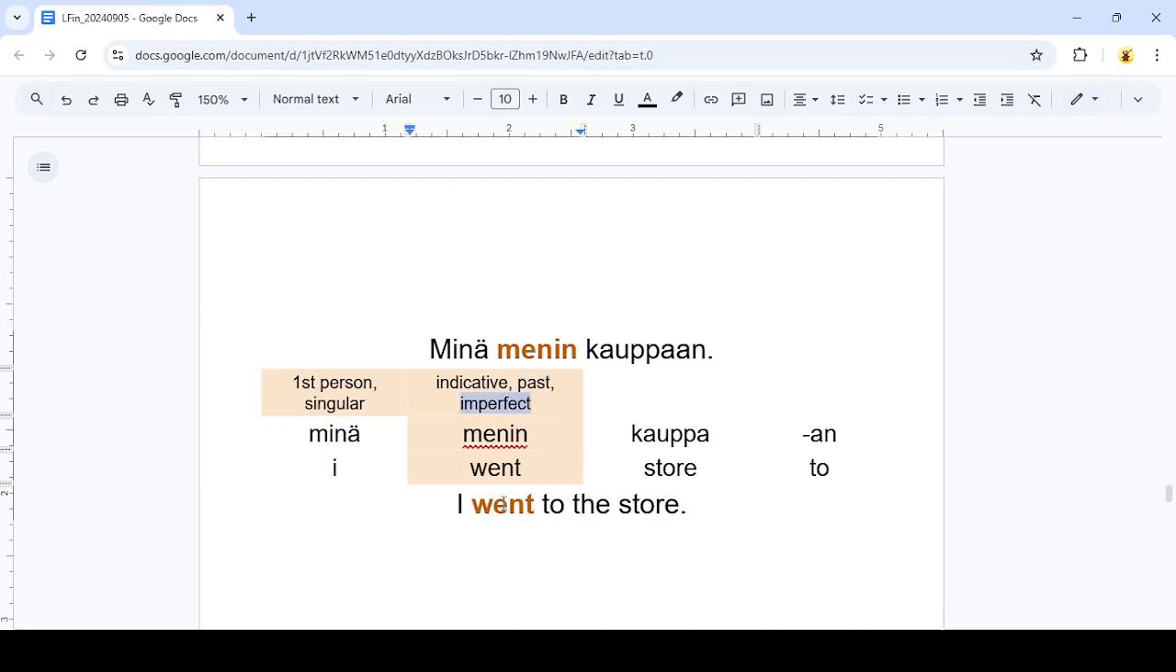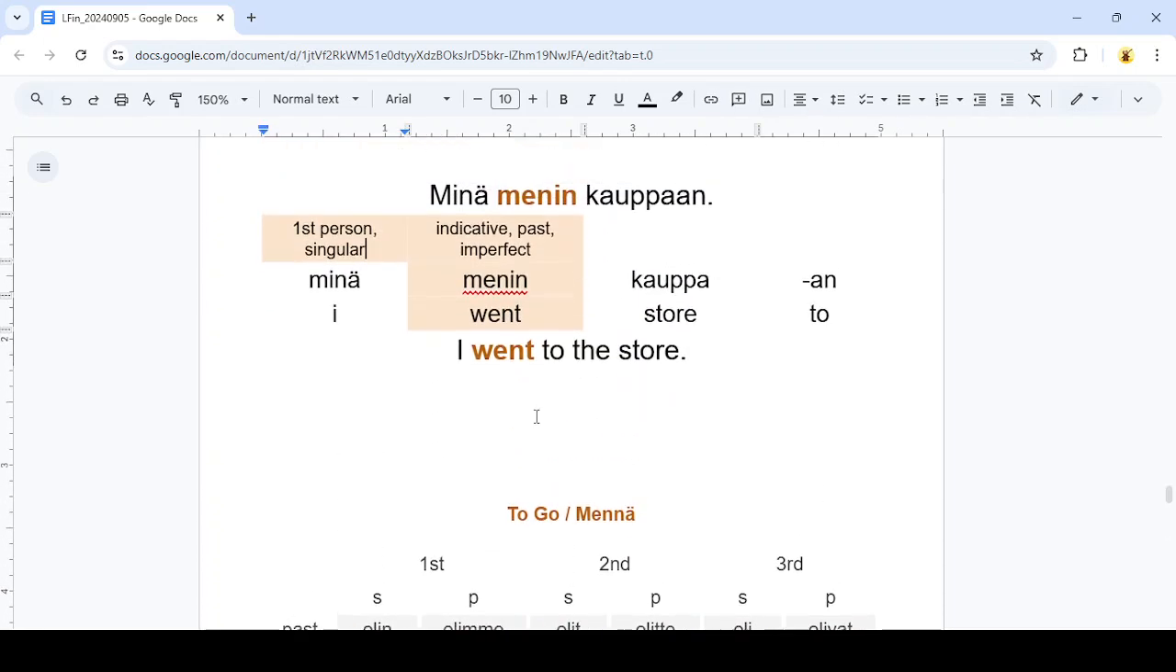And we also know that it's imperfect because if it was perfect, it would have been either I had went, or I had gone, or perhaps I have gone. But it's not, it's just went. So that's imperfect aspect. Okay, and then the subject we have is the first person and singular subject, which is I. So we have our four features. We have mood, tense, aspect, and subject.